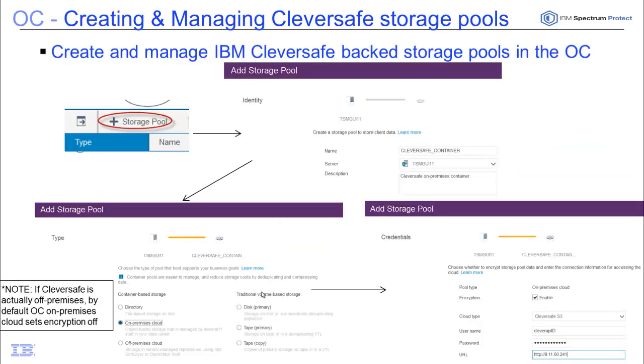If you do not want to use the command line, you can go through the Operations Center to set up Cleversafe storage pools. In the storage pool area, you'll click on the plus storage pool. You'll give the container a name and select which Spectrum Protect server you want it to reside on. And then the important part here is you'll choose an on-premise cloud. Even if it is an off-premise cloud, choose on-premise, and then you'll go ahead and give it the API password, the URLs, and everything else. However, if this truly is an off-premise solution, you might want to go back in and update the container afterwards and turn on encryption, because by default, the on-premise clouds have encryption turned off.